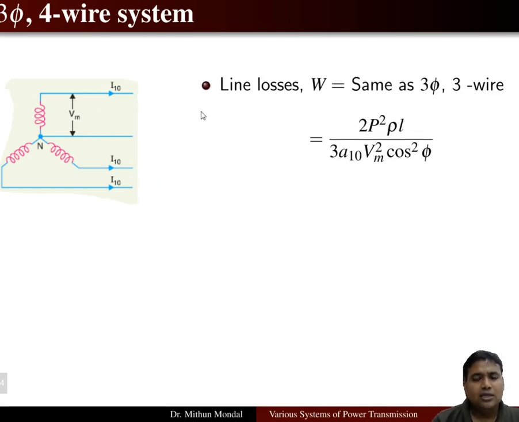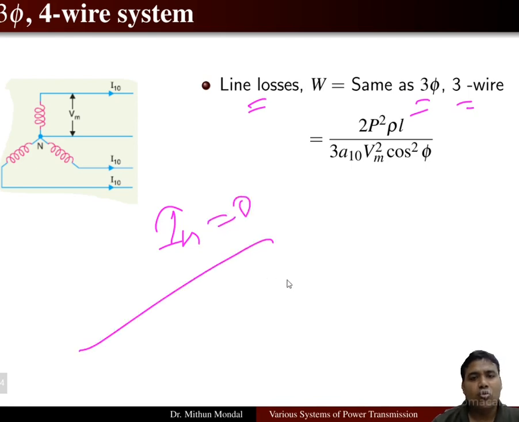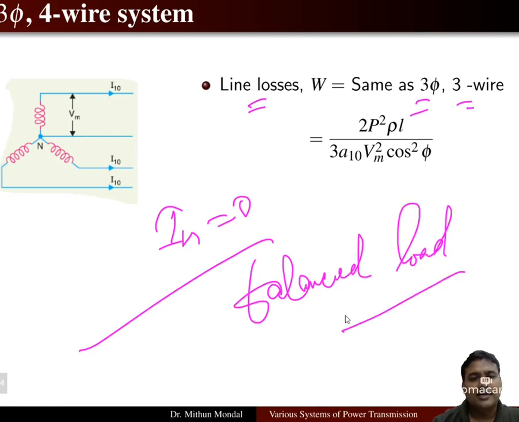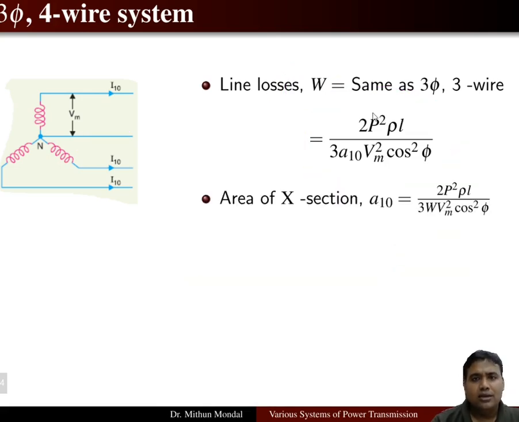Here the line losses will be the same as the three-phase, three-wire system. The reason is that the neutral current is zero. Why is the neutral current zero? Because your system is balanced. With a balanced load, the neutral current is zero, so there is no role of the neutral in the calculation of the line losses. So you can simply calculate the line losses as this. Then you will determine the area of cross section from here.